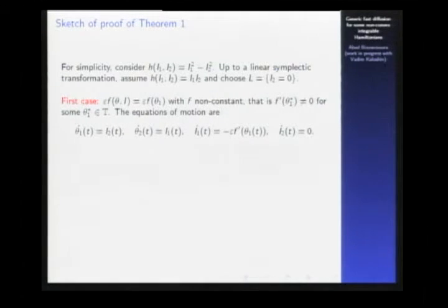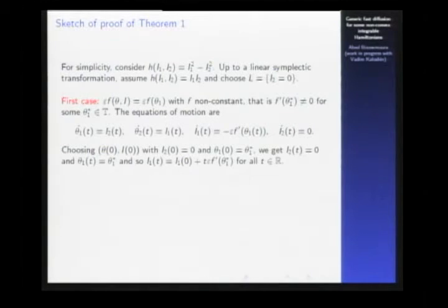It's not complicated. Now I'll choose an initial condition. I choose theta 0, I0, my initial condition, with I2 of 0 equal to 0. And I take my initial theta 1 equal to this point here, theta 1 star, and the other is arbitrary. Just choose this, and then you get easily the result.